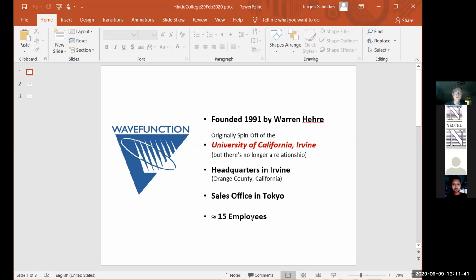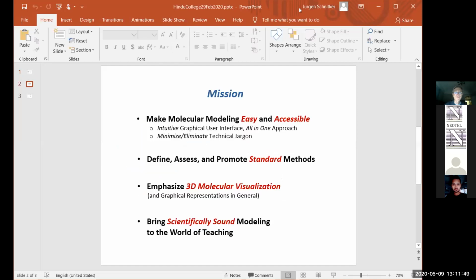We have a sales office in Tokyo. There are just 15 people, so we are a small company, and I think we are doing well being so small. The mission is to make molecular modeling easy and accessible, by using an intuitive GUI, an all-in-one approach, and minimizing or even eliminating technical jargon. Promoting standard methods is always important.